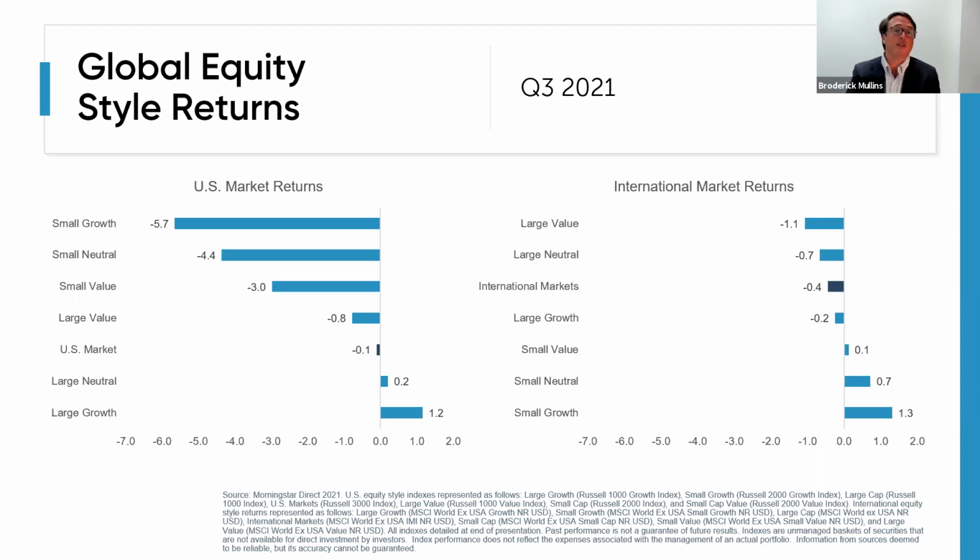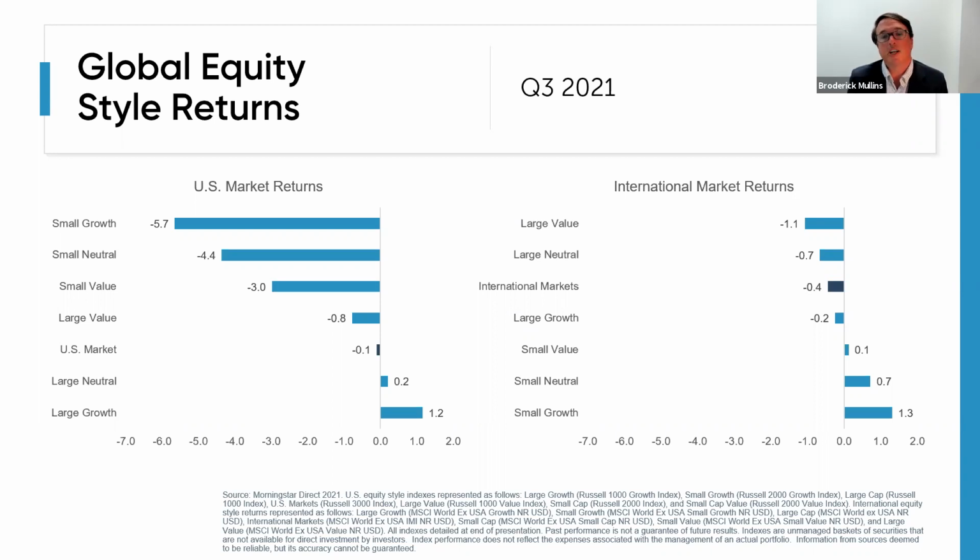As we can see from the dark blue line on the chart located on the left, the US market was down 0.1% in the third quarter compared to the developed international market, which was down 0.4%. And that's depicted on the right-hand side of the screen.